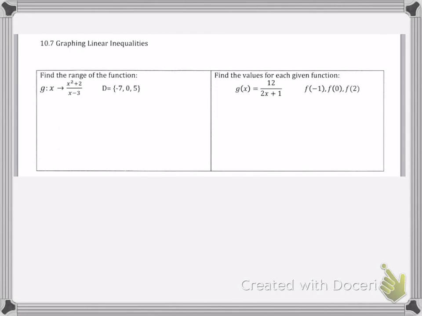There is a typo on the second warm-up question. Instead of f of -1 and g of -1 and f of 2, these should all read g's. So make sure you fix that before you start plugging in.